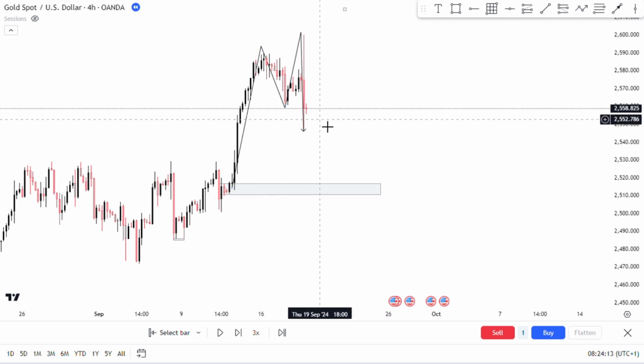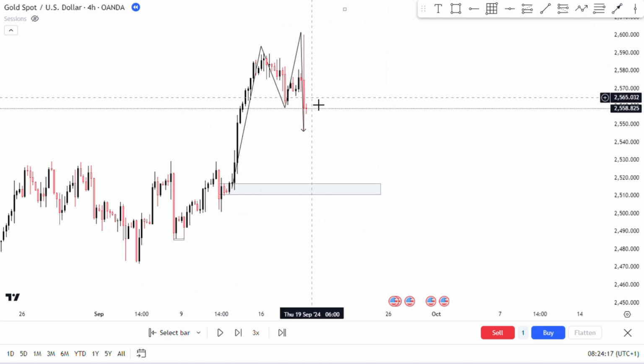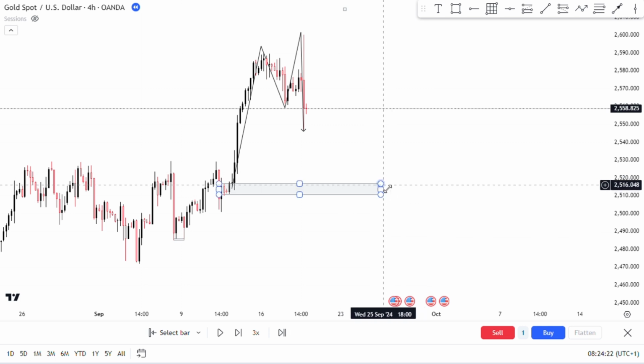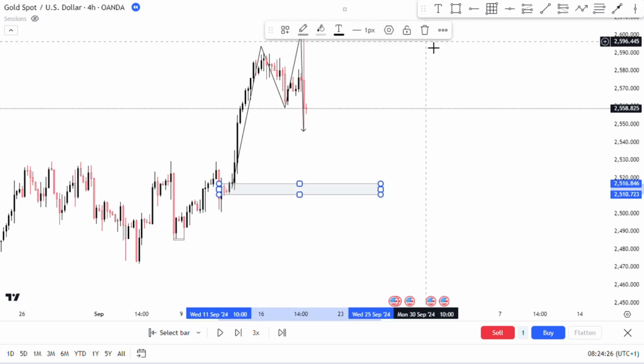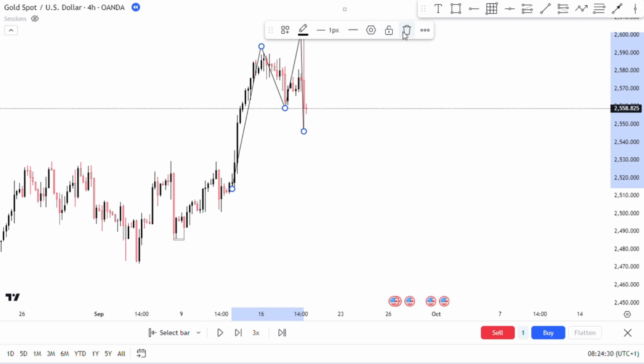So you have to wait for confirmation. Once price indicates that it's going in a bullish direction, you set your entry and then enter into the market. That is what my students are doing right now, and that's what I'm going to do also next week when I resume trading. So let me delete this. Price returned back to the order block, and then you want to enter into the market.